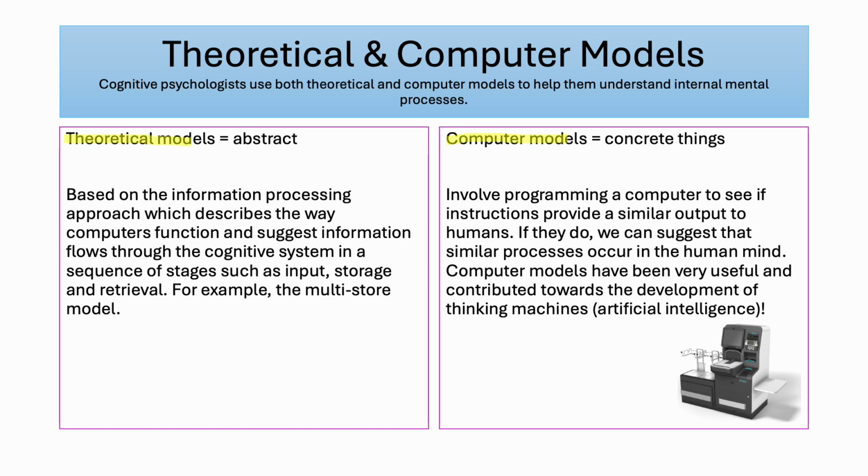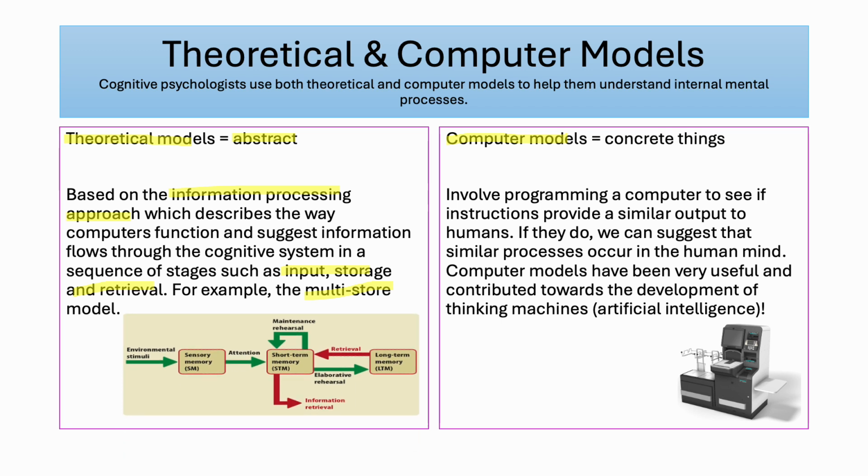So if we start with theoretical models, they are the abstract models. They are based on the information processing approach, so that input, process, output, which describes the way computers function and suggests that information flows through those stages of input, process, storage, output, retrieval, etc., the same way that a computer works. So the multi-store model can be an example of that. I'm not going to go through the whole multi-store model, but if you just have a brief look at it there, you've got that input from the environment that arrives and flows through a sequence of stages all the way to your long-term memory.